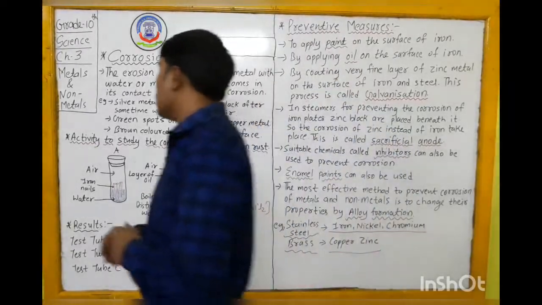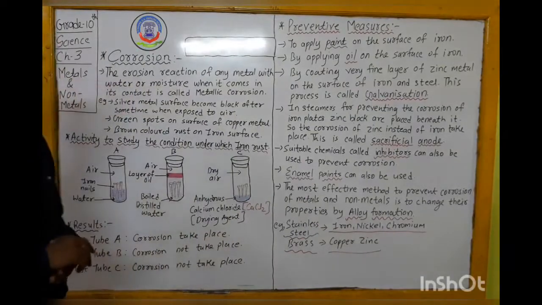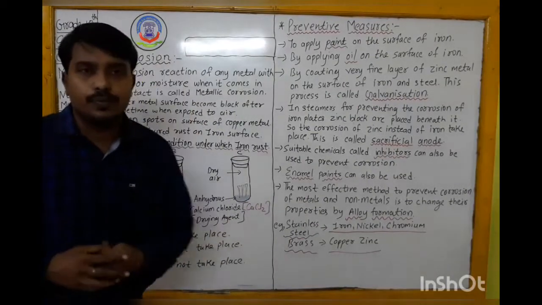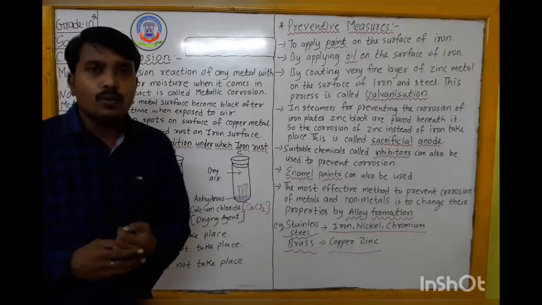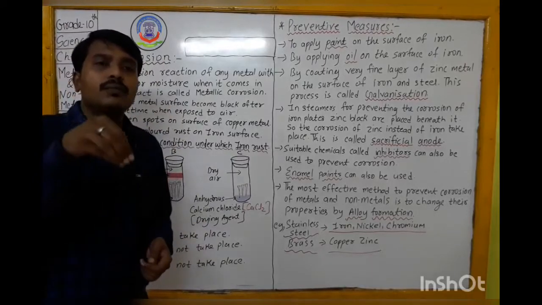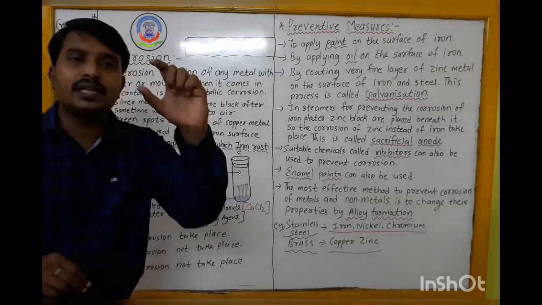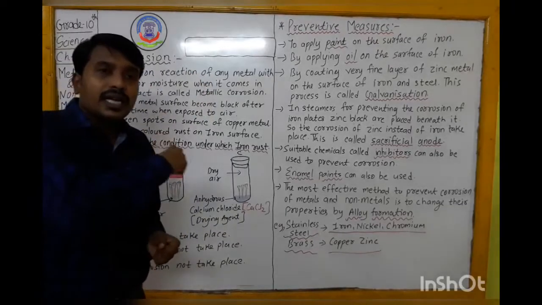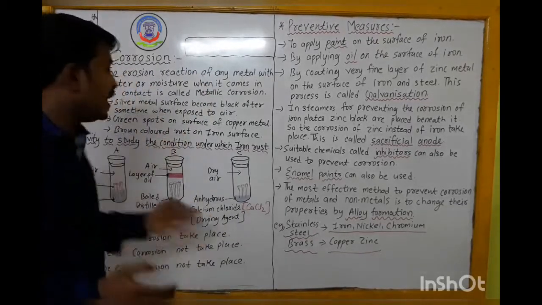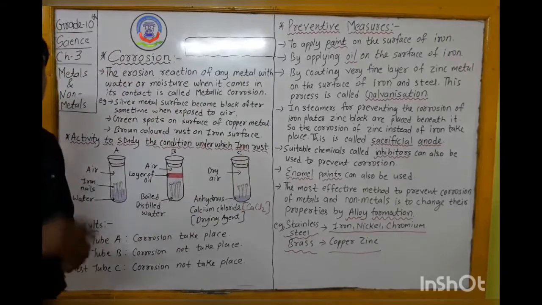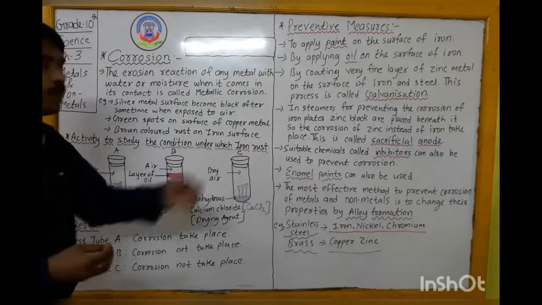Now to perform this activity, what you have to do is, first take 3 test tubes. You have to take 3 test tubes, and in each of these test tubes you put some iron nails. Whatever iron nails you have, put them in each test tube.